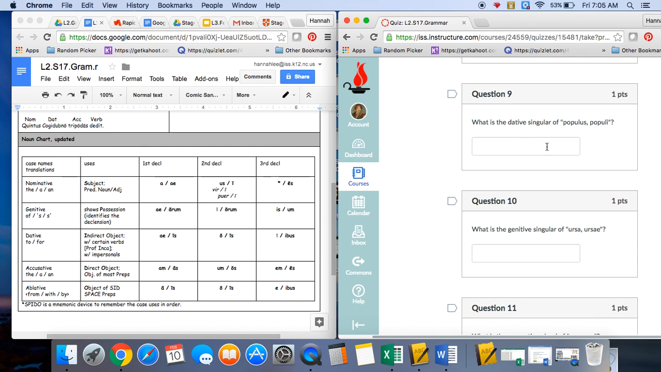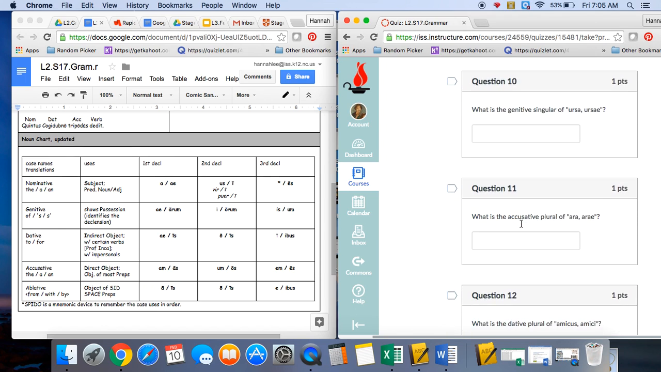Number 9, what is the dative singular of populus, populi? What declension is that word? Populus belongs to the second declension. It's a U-S-I word. We need it to be dative. So here's your nominative, your genitive, and here's dative. We need it to be singular, so it's letter O, populo, P-O-P-U-L-O.